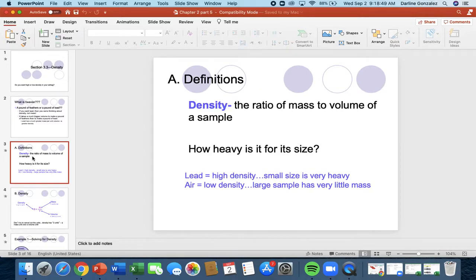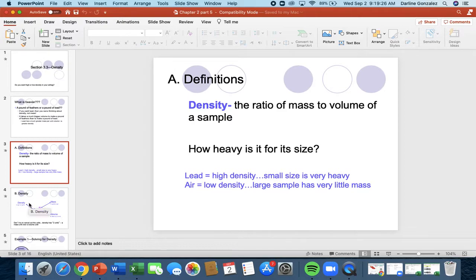So density, what is density? Density is basically taking mass and volume into consideration. So basically, how heavy is something for the size that it occupies? Let's take a look. Like I said, lead, for example. Lead has high density because even though it can be a very small block of lead, it's still very heavy due to the fact that it takes up very little volume. However, air has very low density due to the fact that we can take a very large sample, that's why air can float, and it still doesn't feel heavy.